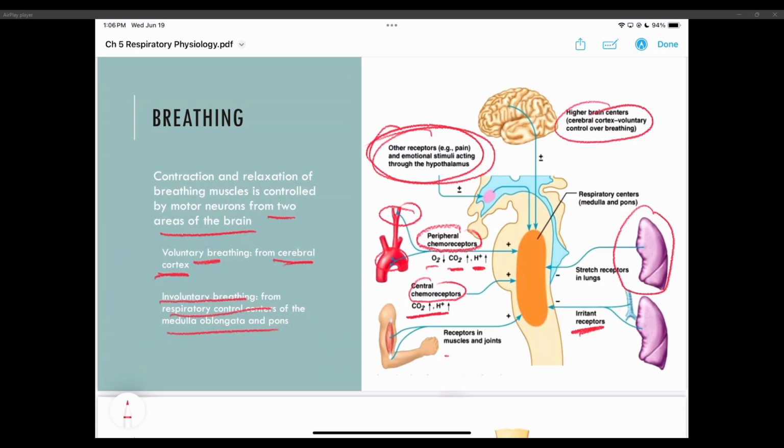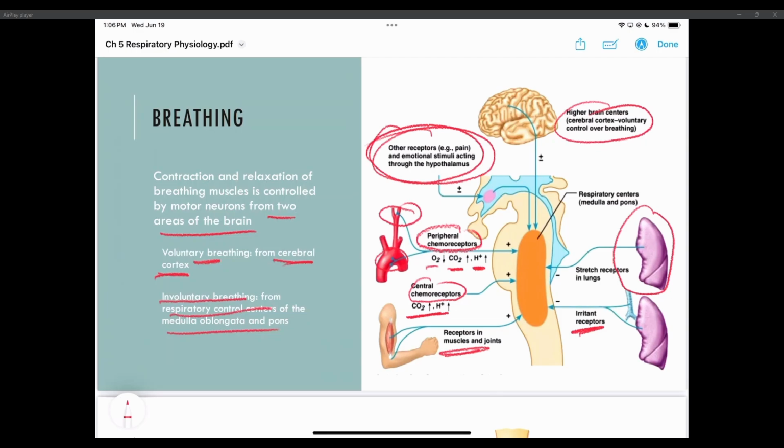And we have receptors in our muscles and our joints. When you start exercising, the fact that you're moving your muscles and doing things will make your breathing rate go up. Because we have a greater demand of oxygen because we're exercising, we have to get more oxygen in. We need to breathe more to get more air in, more oxygen available for diffusion.